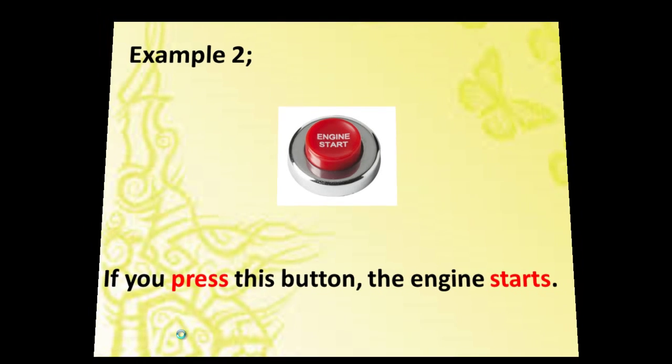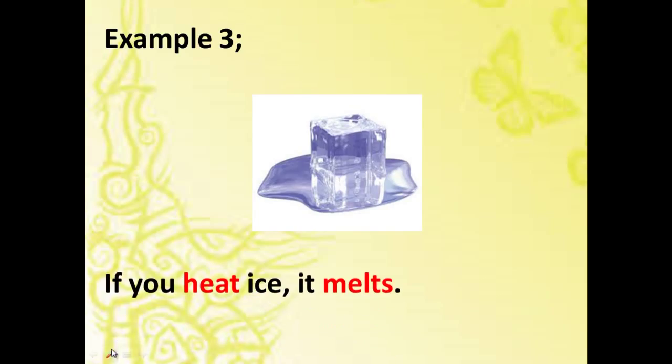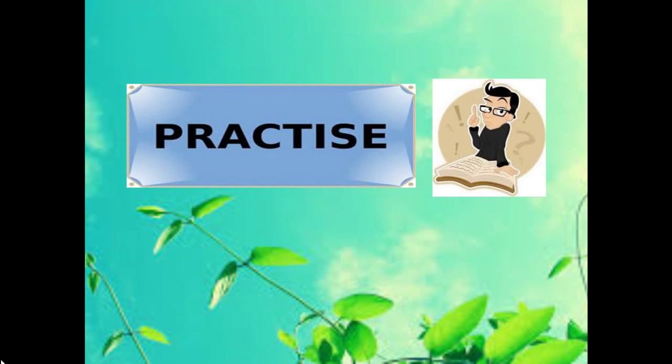Okay. One more example. If you heat ice, it melts. If he heats ice, it melts. Okay. So, if is followed by 2 sentences. The first sentence is in the present simple and the next one is in the same tense, because present simple tense refers to facts.